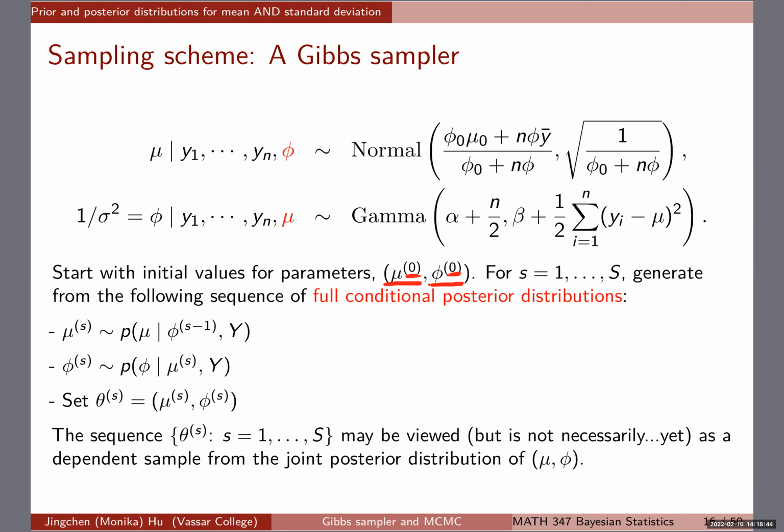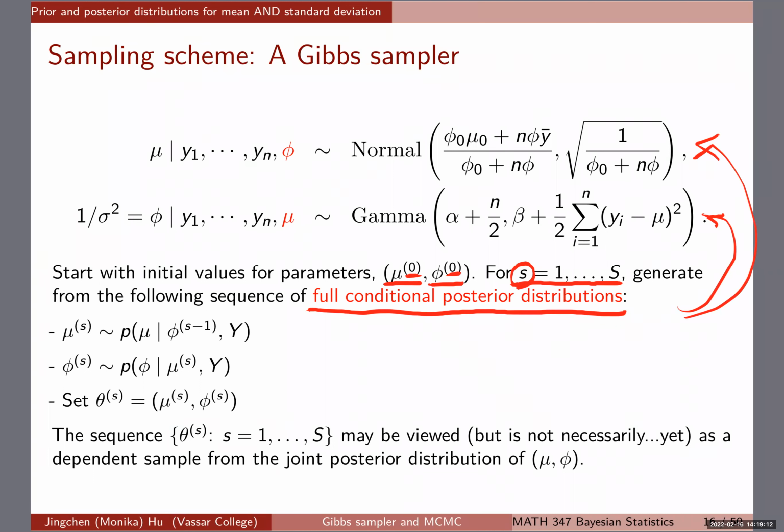The way that we're going to simulate our posterior distribution, again, this is Monte Carlo simulation, but specifically including the Markov chain, is that we're going to do this a large number of times. As you can see, I always use capital S to indicate how many iterations we're doing. So for each iteration, we're going to generate the following sequence from the full conditional posterior distributions for the two parameters that we derived together. Okay.